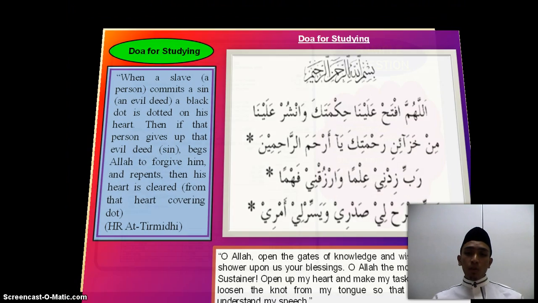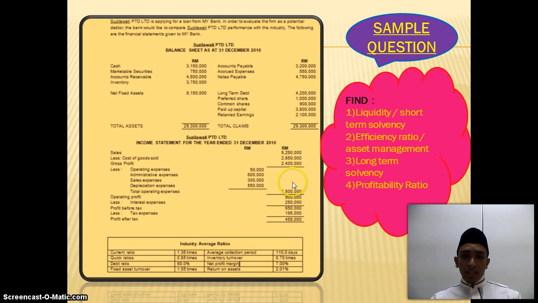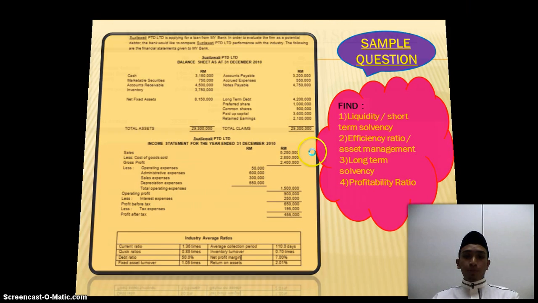Okay, so we proceed with our presentation. This is a sample question on chapter 2. This is a statement of financial position, and this is the comprehensive income statement for Suzilawati, and this is the industry average ratio that has been calculated. This question requires us to find the liquidity ratio, efficiency ratio, long-term solvency, and profitability ratio.